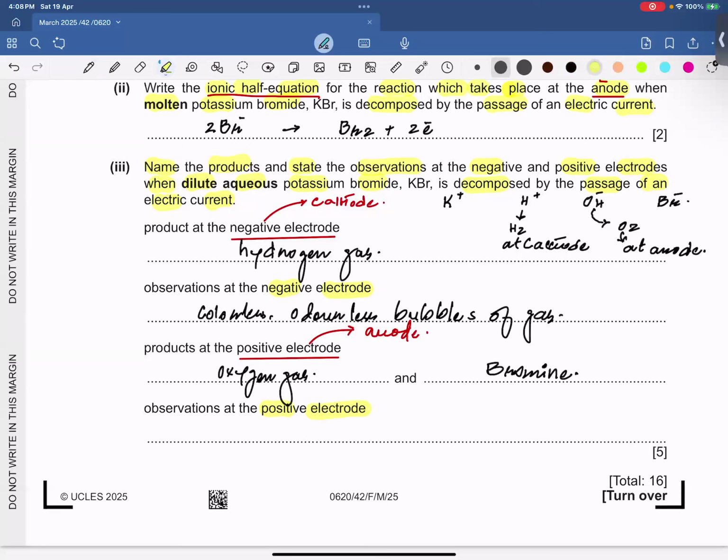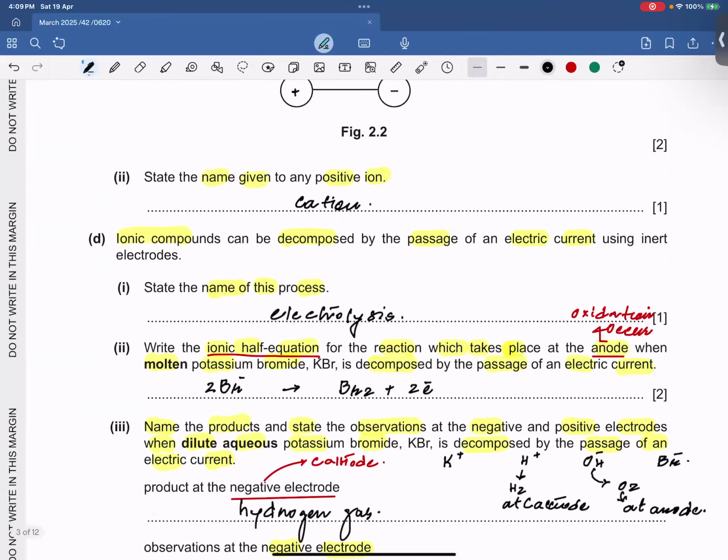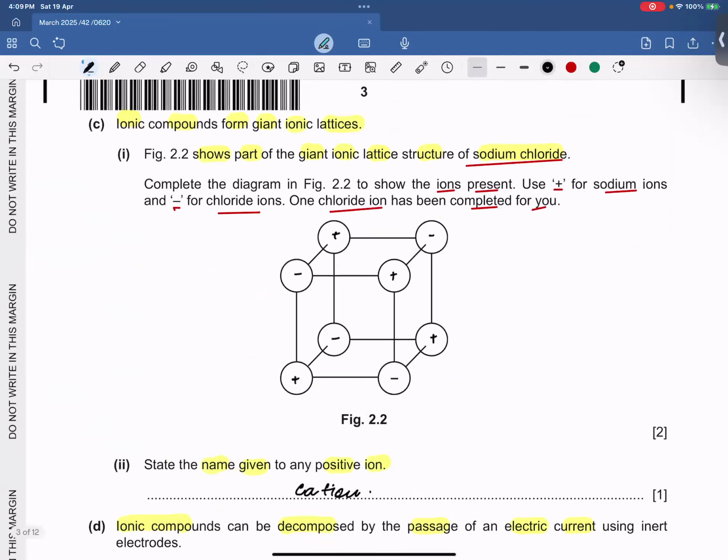Observation at the positive electrode: obviously bromine is red brown, and oxygen is colorless, odorless bubbles. So that's the end of this question number 2.